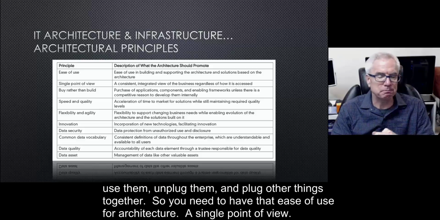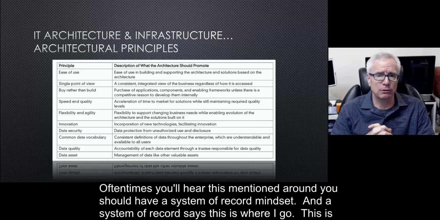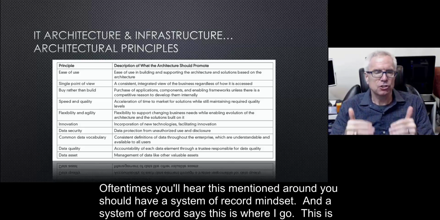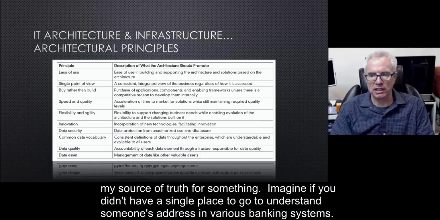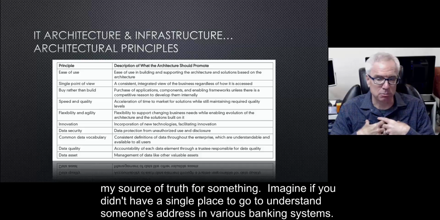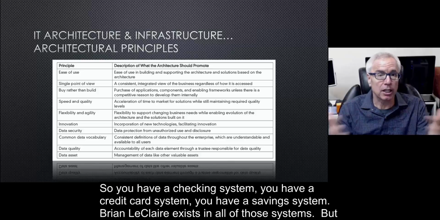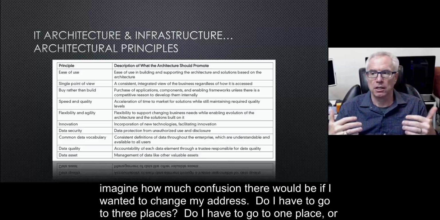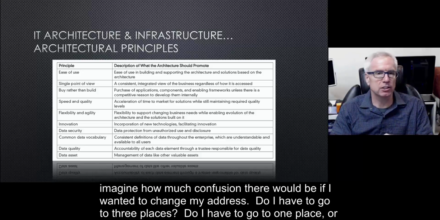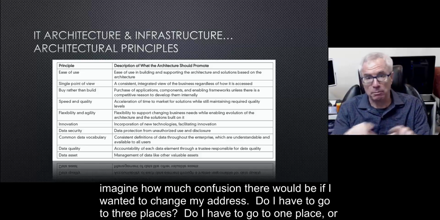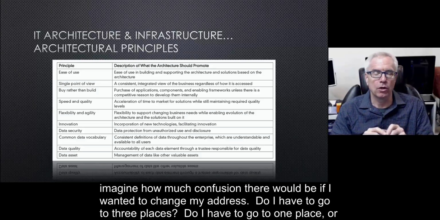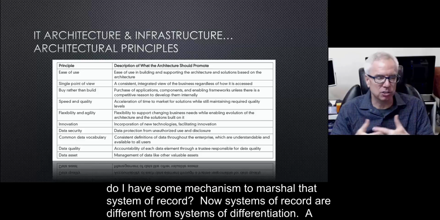A single point of view. Oftentimes you'll hear this mentioned around you should have a system of record mindset. And the system of record says, this is where I go. This is my source of truth for something. Imagine if you didn't have a single place to go to understand someone's address in various banking systems. So you have a checking system, you have a credit card system, you have a savings system. Brian LeClaire exists in all of those systems. But imagine how much confusion there would be if I wanted to change my address. Do I have to go to 3 places? Do I have to go to 1 place? Or do I have some mechanism to marshal that system of record?